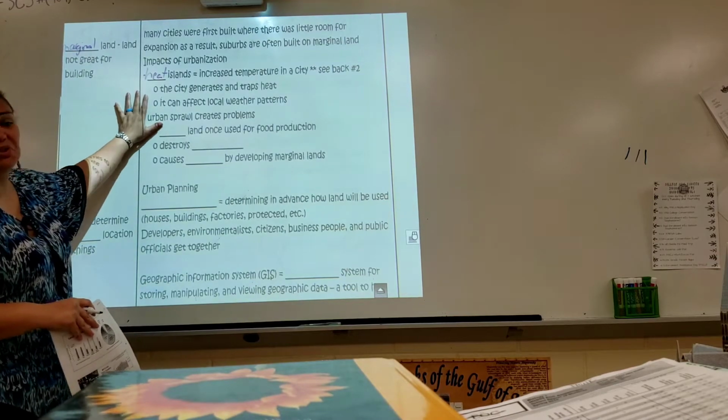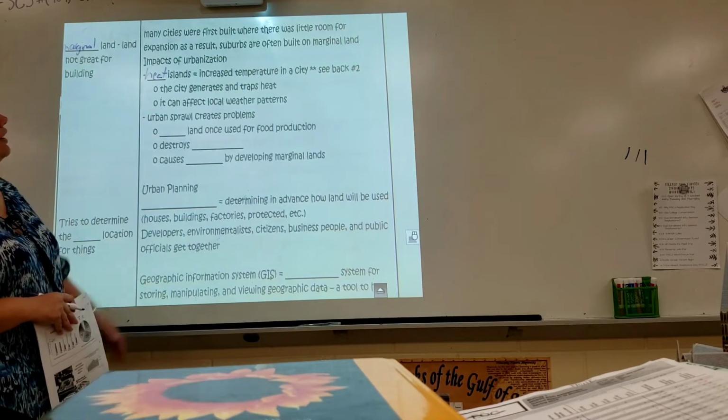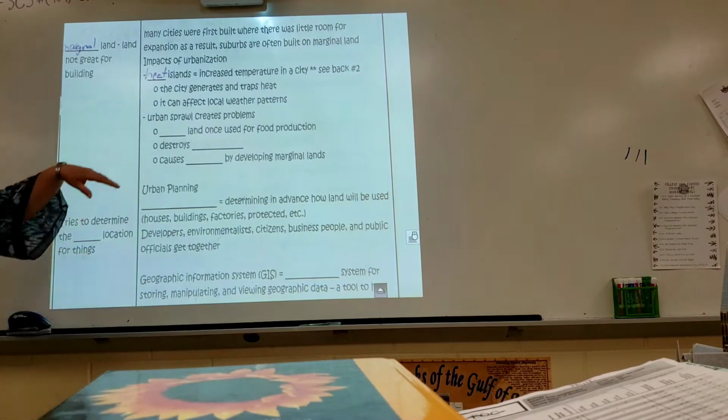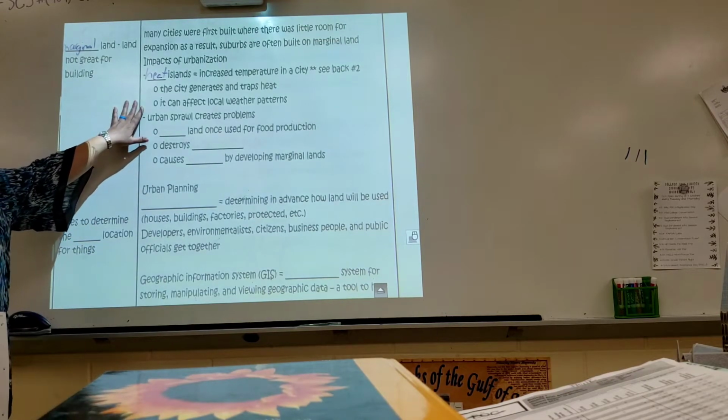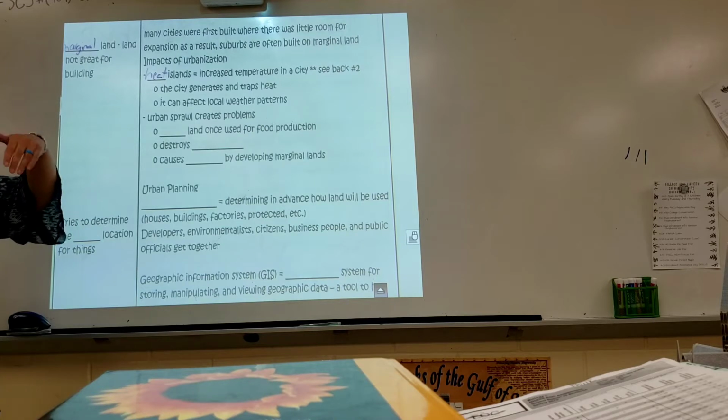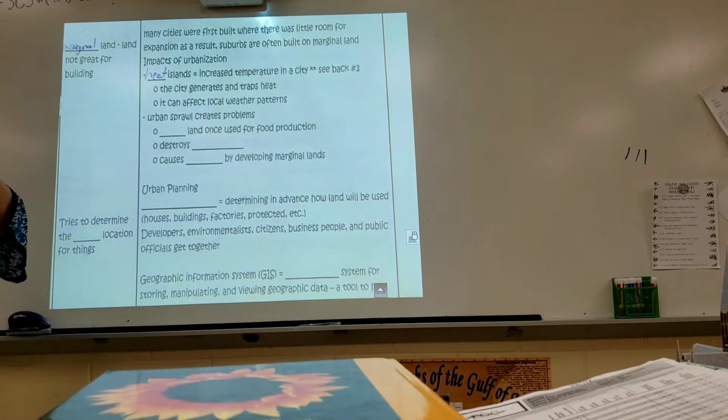Heat island, increased temperature in the city, so we talked about. The city generates and traps the heat because of the buildings. It can affect the local weather patterns, so you can have completely different temperatures in the city than you can in the suburbs. That's why Jacksonville can be a lot warmer than us when we're only 20 minutes away.